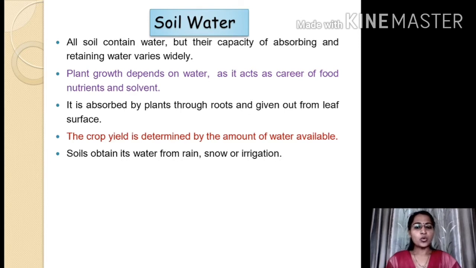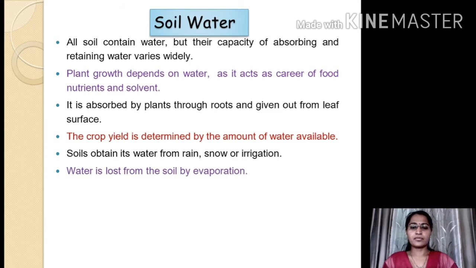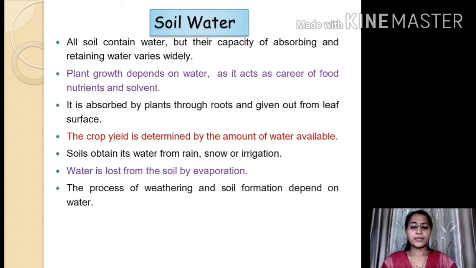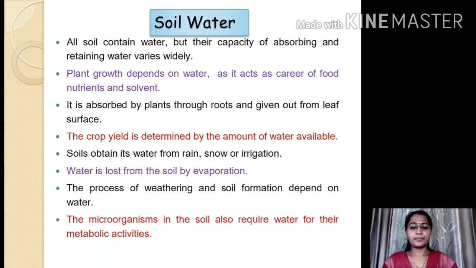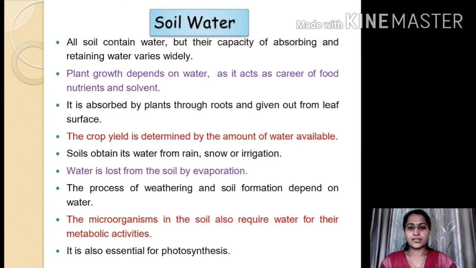Soil obtains its water from rain, snow or irrigation, and water is lost from the soil by evaporation. The process of weathering and soil formation also depends on water. The microorganisms in the soil also require water for their metabolic activities. Soil water is also essential for photosynthesis.